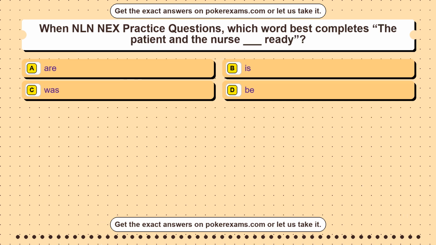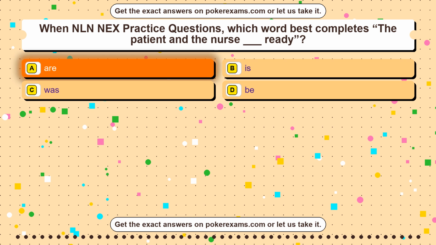Question 49. When NLN NEX Practice Questions, which word best completes the sentence: the patient and the nurse blank ready? Option A are. Option B is. Option C was. Option D be. The correct answer is option A, are.